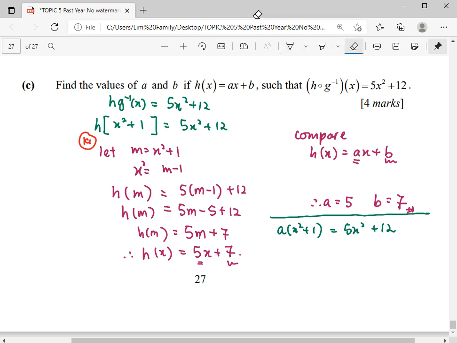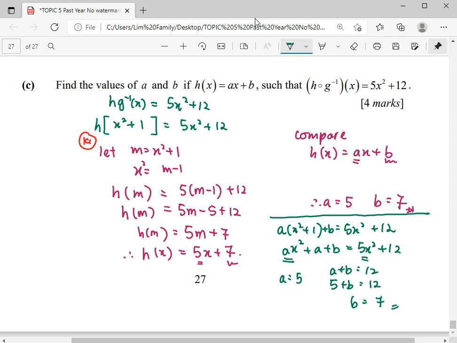Wait, I'm missing a b here. Okay, so we expand, it will become ax squared plus a plus b equals 5x squared plus 12. From here, I also can do the comparison, where for the quadratic term a is equal to 5. Then a plus b is equal to 12, where a is 5. You substitute, so b equals 7.